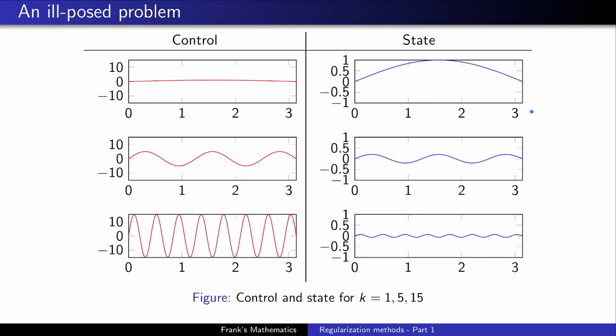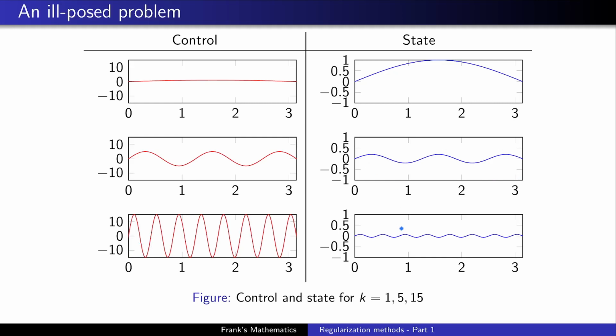How do the solutions look? Well, we can take a look at the plot. Very easy. On the left-hand side, you have the control. On the right-hand side, you have the state. And it's plotted for different values of k, namely 1, 5, and 15. And you can see if we increase k, the control becomes more and more oscillating. So the amplitude is going to infinity while the frequency is going to 0. On the other hand, for the state, the frequency goes to infinity, but the amplitude is going to 0.